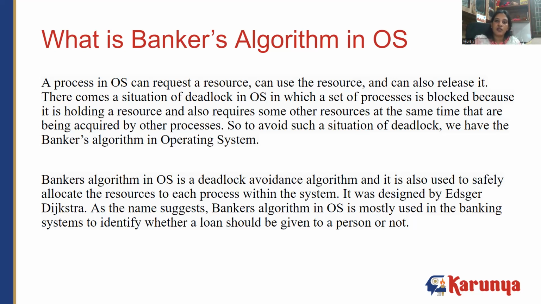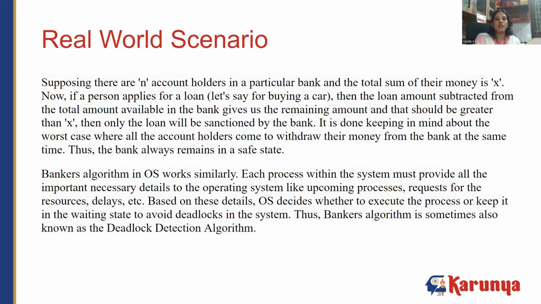As the name suggests, this banker's algorithm has been used in the banking system to identify, using the information and data given by the person, whether a loan should be given to that person. When implemented in an operating system, it will be decided whether it is a safe state or not, and so on. So we've seen what a banker's algorithm is, and what it is in an operating system.